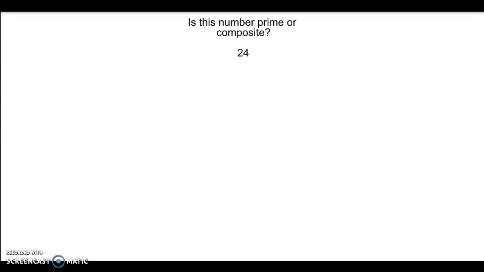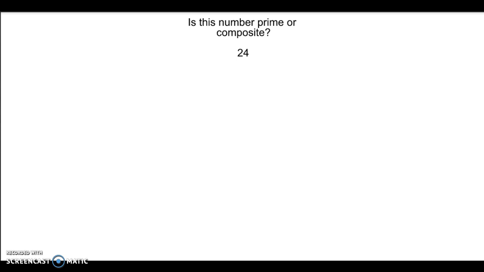Hey writers, let's take a second to talk about strategies for determining whether numbers are prime or composite. So remember from class that prime and composite is a way of categorizing numbers. Prime numbers only have two factors. That means there's only two numbers in the entire world that you can multiply together to make that number.